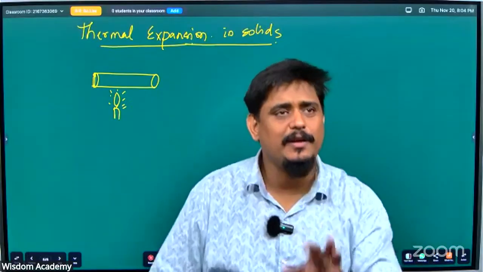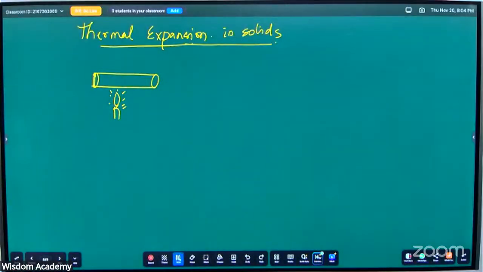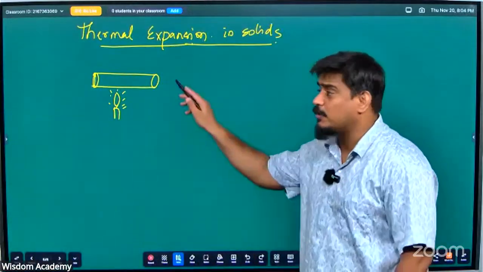So whenever heat is supplied to solids, it tends to expand. And we are going to talk about this expansion only. Now, expansion can be measured in terms of length.